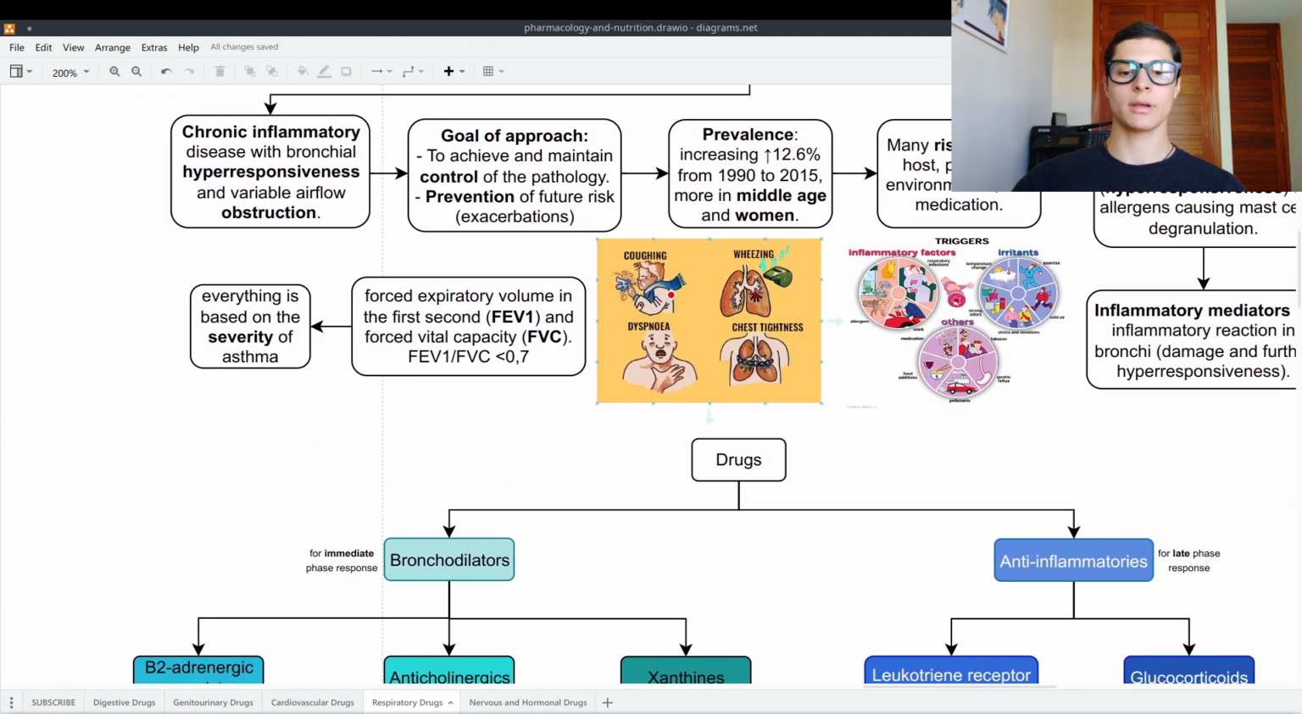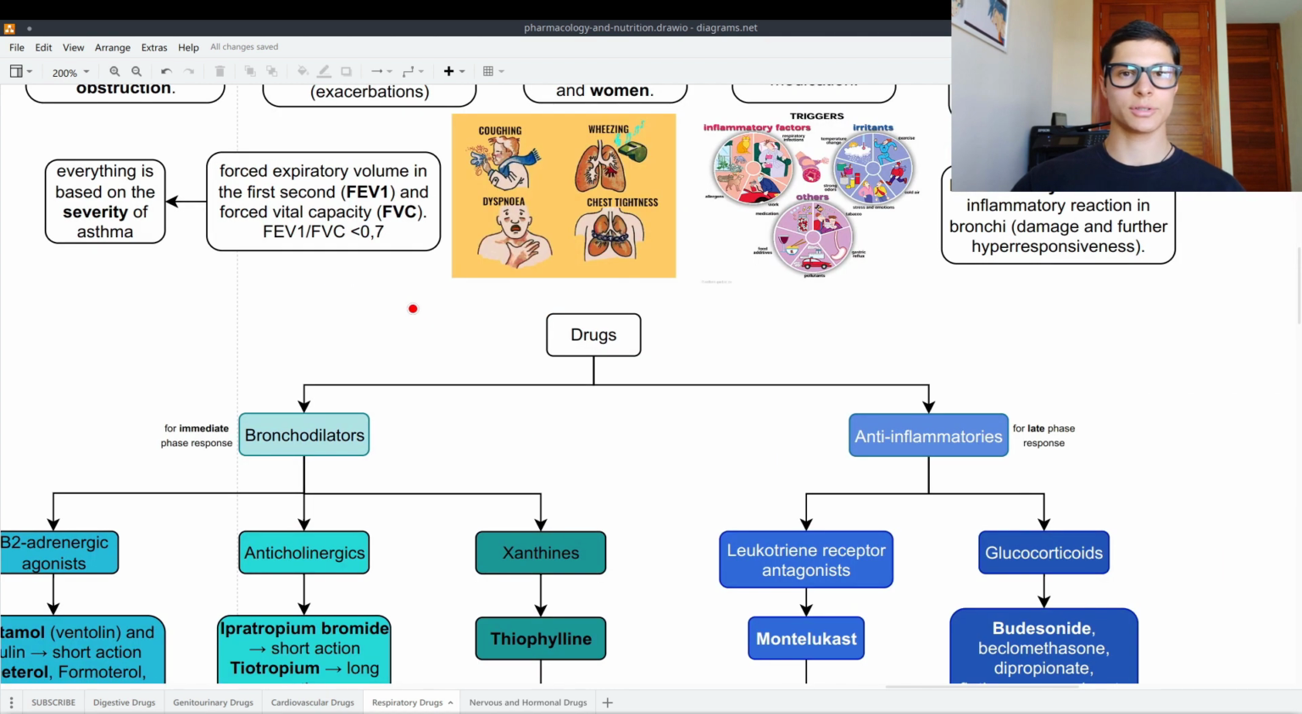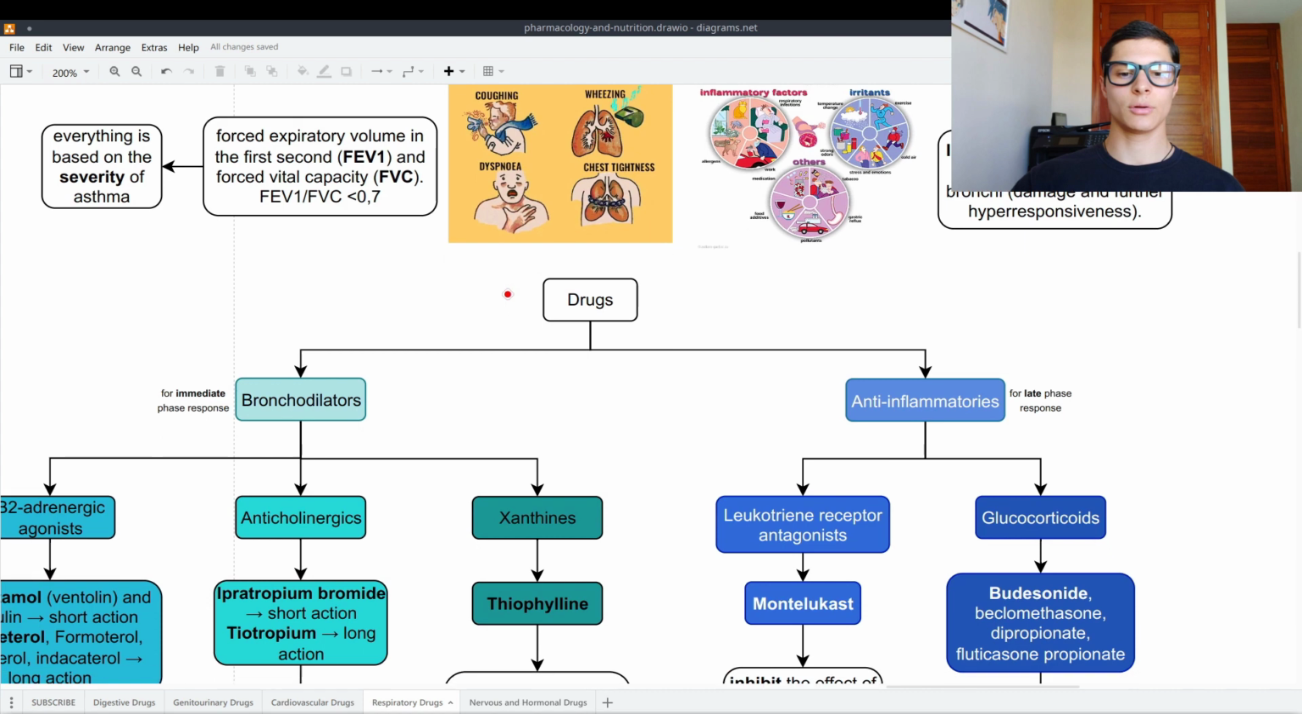The symptoms are coughing, wheezing, dyspnea and chest tightness. Here we have to differentiate two things: the forced expiratory volume in the first second and the forced vital capacity. And the ratio between the two in asthma is below 0.7. Of course, everything is based on the severity of the asthma, and we're going to adjust the treatment based on that. So let's take a look at the drugs.